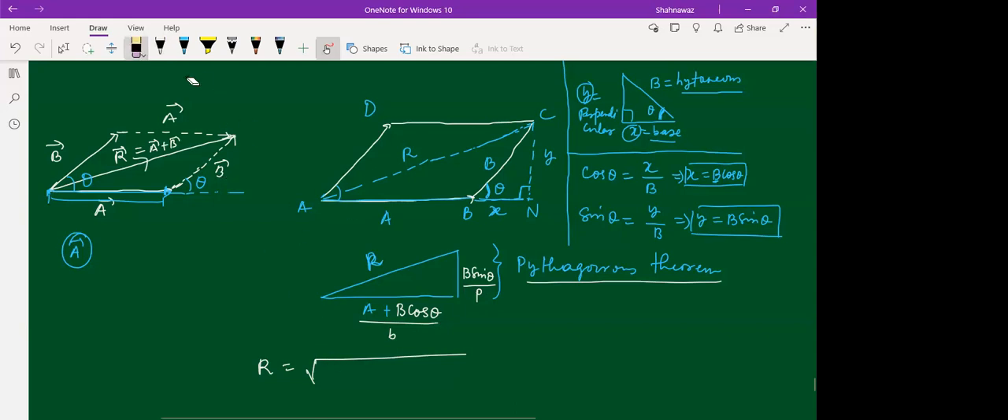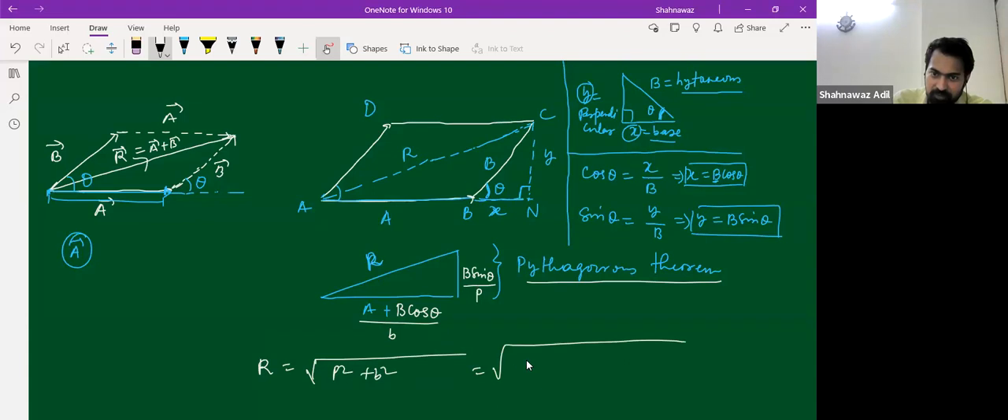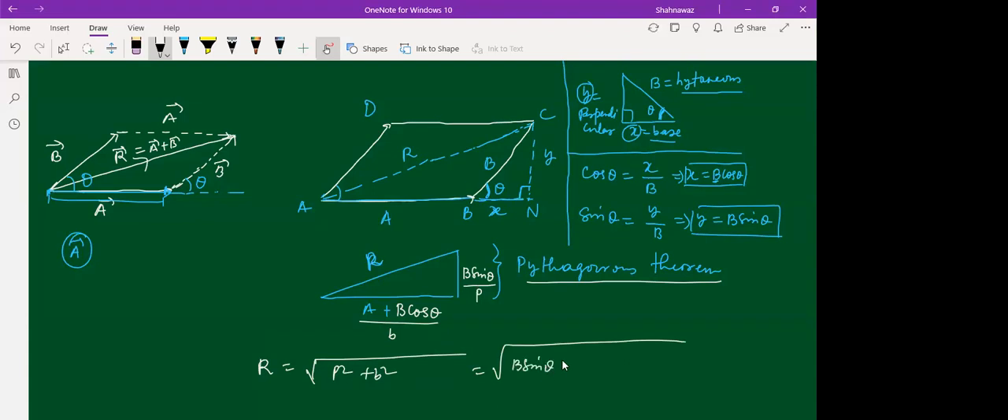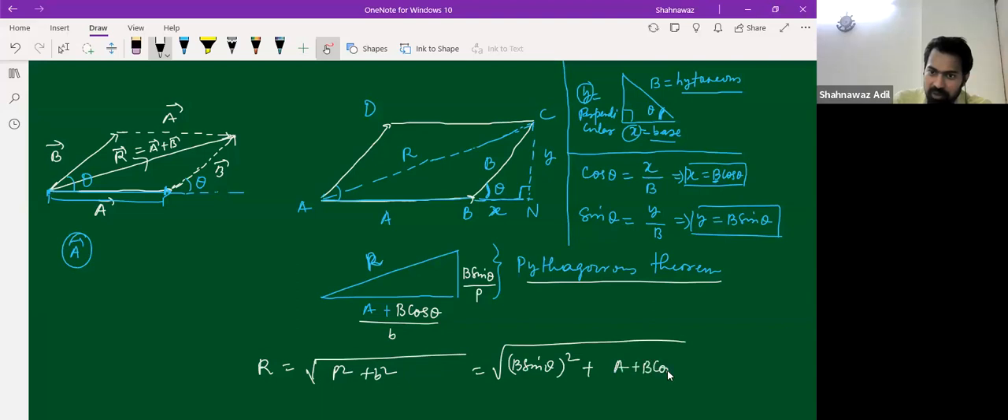Root of b sine theta whole square plus a plus b cos theta whole square. So this would be a plus b cos theta. Are we correct, guys? Nabila, is this correct?